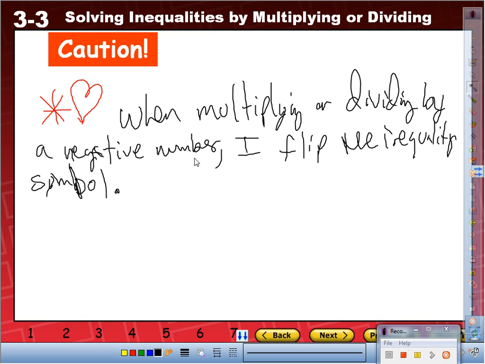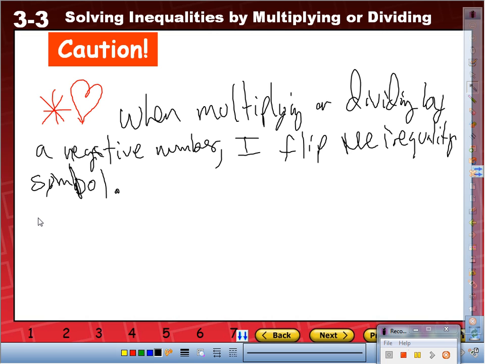By a negative number, I flip the inequality symbol. So clear. It says again, when multiplying or dividing by a negative number, I flip the inequality symbol.